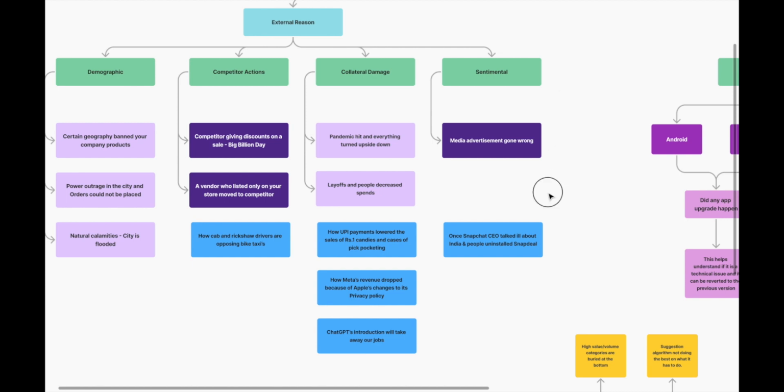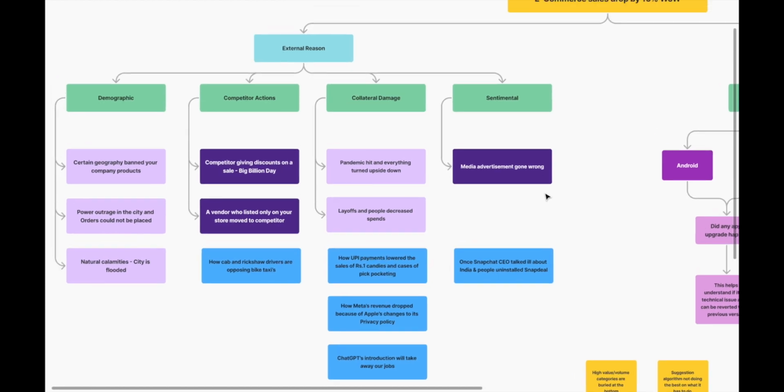There's one other example that I put down, where once the Snapchat CEO talked ill about India and people uninstalled Snapdeal because both of them sound very similar, and this caused a huge loss for Snapdeal that week. So these are some of the external reasons that could have caused an issue.